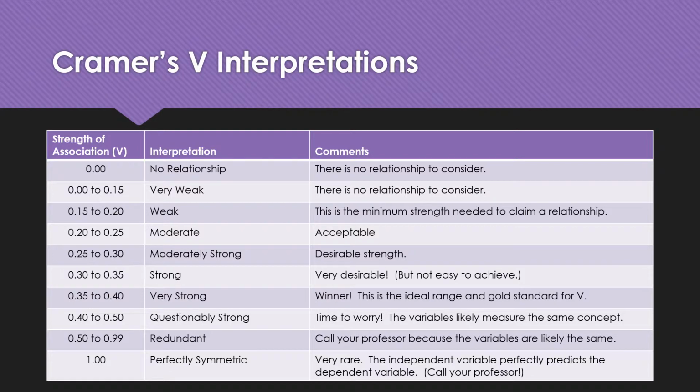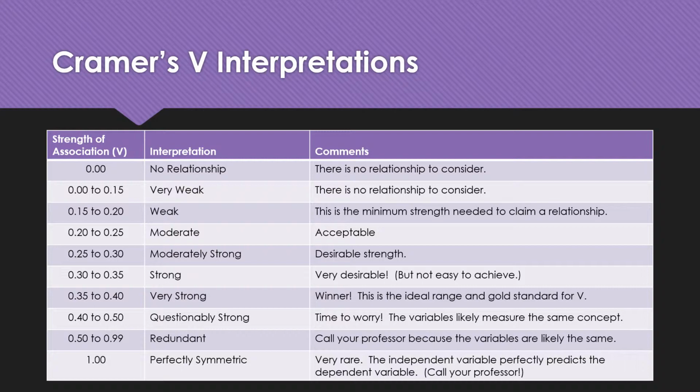The Cramer's V ratio is used to indicate the level of strength of association between two variables. It varies from 0.00 to 1.00. A value of 0 indicates no association between the study variables, and a value of 1.00 indicates a perfectly symmetric association, indicating that the independent variable predicts the dependent variable perfectly.